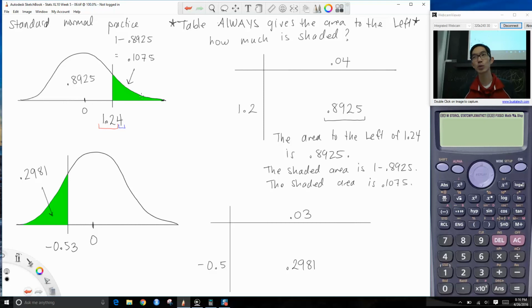Is that okay? Do we need more practice, or are we feeling okay? So pretty much if it's on the right, it's always 1 minus whatever that number is. It's the shaded area, correct. If we're looking at the area to the right, it's always going to be 1 minus whatever it is we're looking at. And if it's the area to the left, it's the area that you look up in the table.